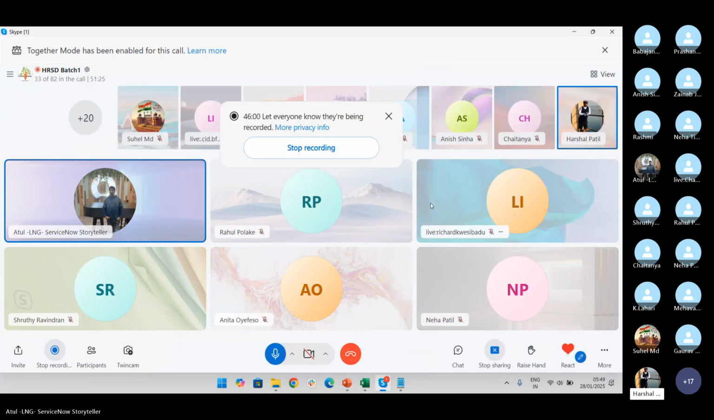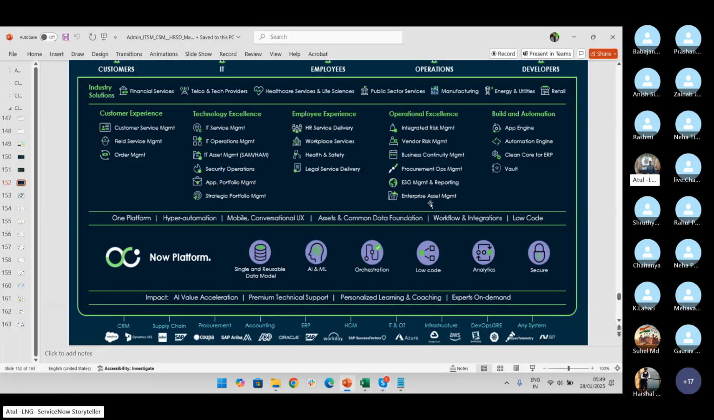What's CRM actually? I didn't have any idea about it. CRM is mainly customer relationship management, which you use in Salesforce. Okay, it's a different product.